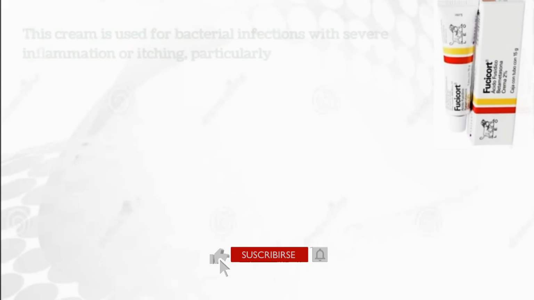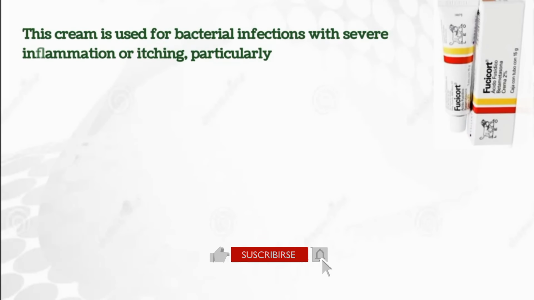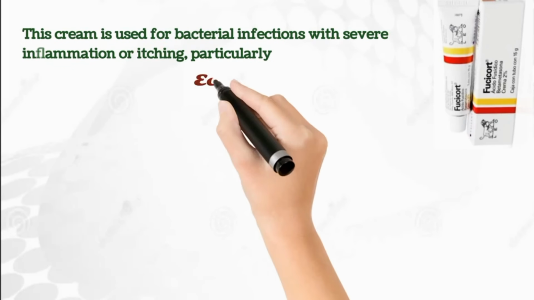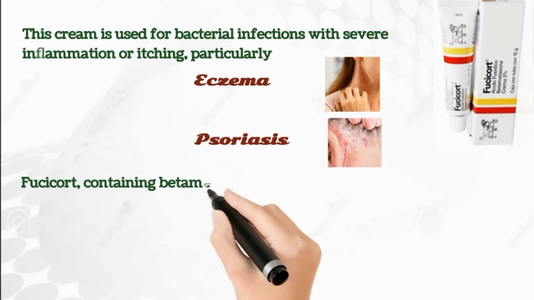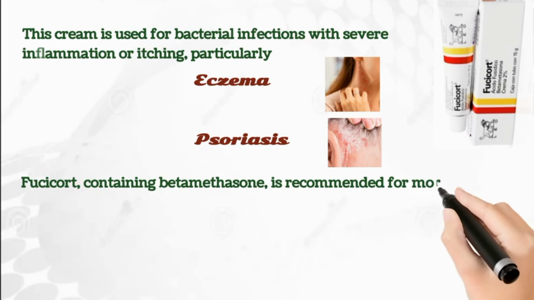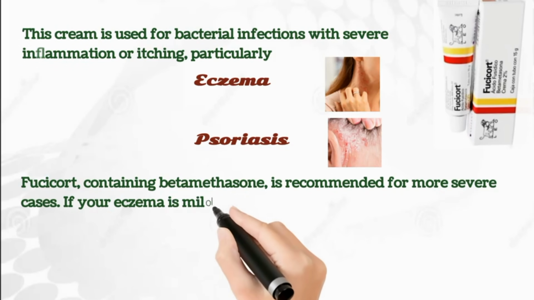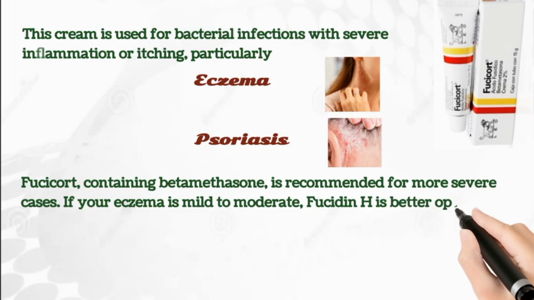This cream is used for bacterial infections with severe inflammation or itching, particularly eczema, psoriasis, with secondary infections. Fucicort, containing betamethasone, is recommended for more severe cases. If your eczema is mild to moderate, Fucidin H is a better option.